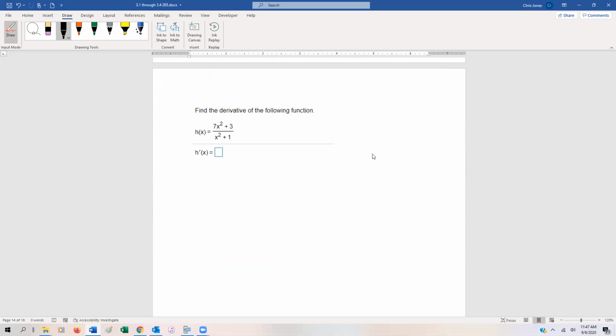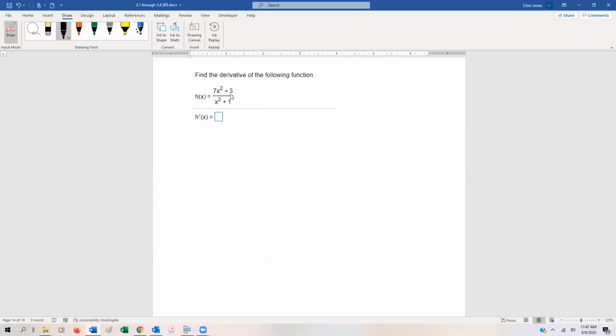Another example, this time with a quadratic. So this time we have (7x squared plus 3) over (x squared plus 1), and we're going to find our derivative again by using our quotient rule. Just to remind you, it's f prime g minus f g prime divided by g squared. And so let's define f to be the numerator once again. So f is going to be 7x squared plus 3, and then g is going to be equal to the denominator, x squared plus 1.